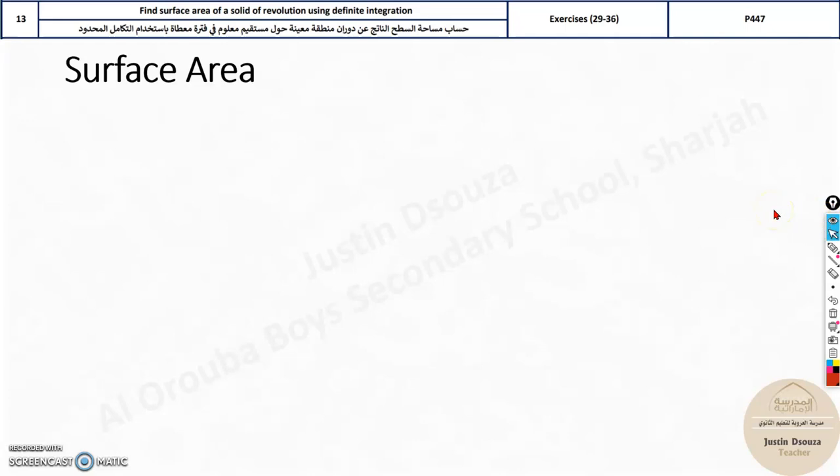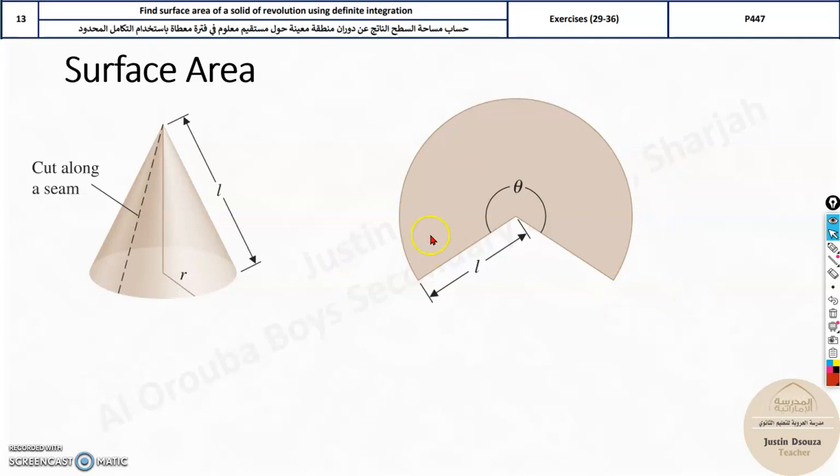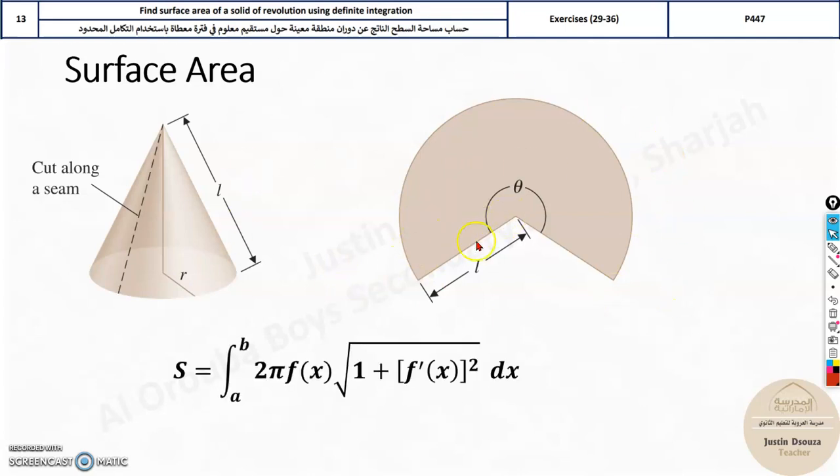The 13th topic is on the surface area, where we need to find the surface area of a solid now using definite integration. This is a very simple one, provided we use a simple formula. For example, if you want to find the surface area of this, all you need to know is this formula. Now, this is already derived.